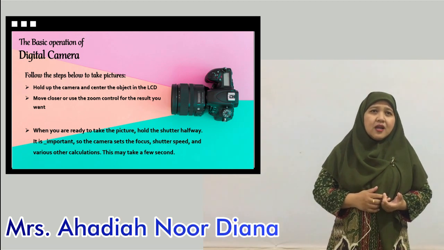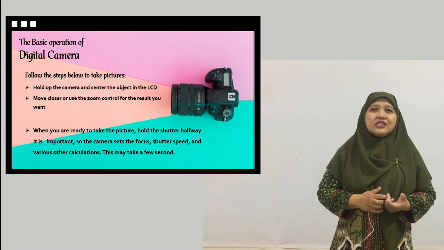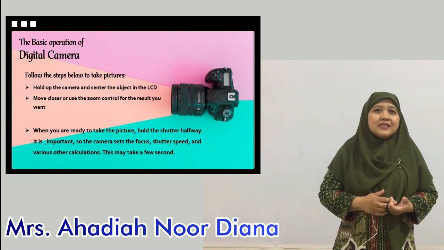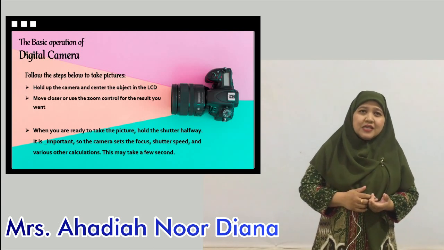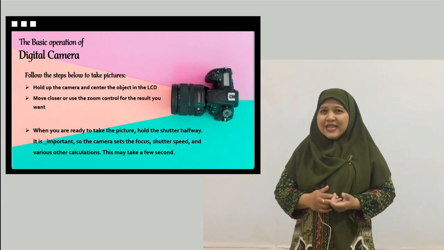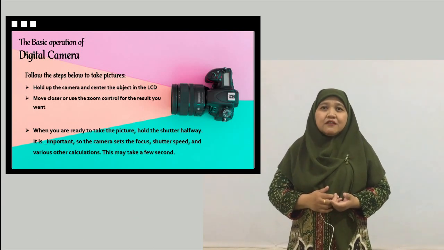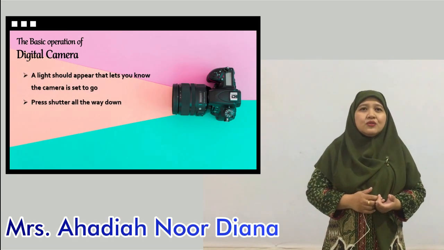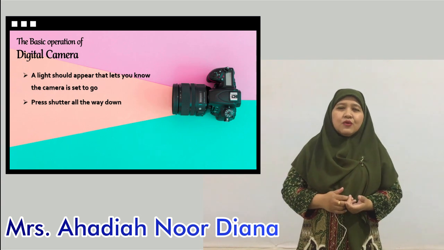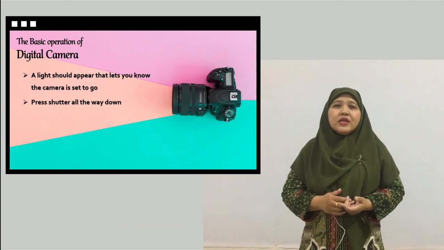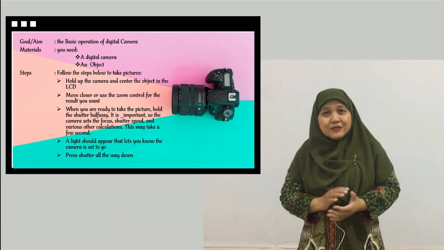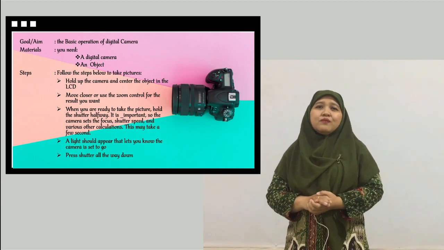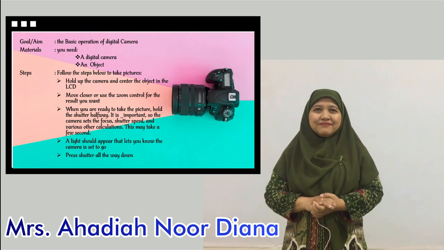When you are ready to take a picture, hold the shutter halfway. It is important so the camera sets the focus, shutter speed, and various other calculations. This may take a few seconds. A light should appear that lets you know the camera is set to go. Press the shutter all the way down. Okay, students? I hope you understand about the generic structure of procedure text manual.